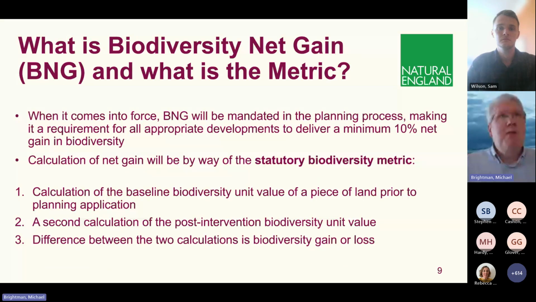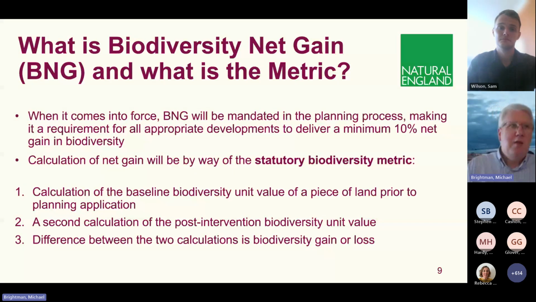So what is biodiversity net gain and what is the metric? As we've said, when it comes into force, biodiversity net gain will be mandated in the planning process. It will be a requirement for all appropriate developments to deliver 10% minimum net gain in biodiversity, and they'll do that calculation by using the statutory biodiversity metric.